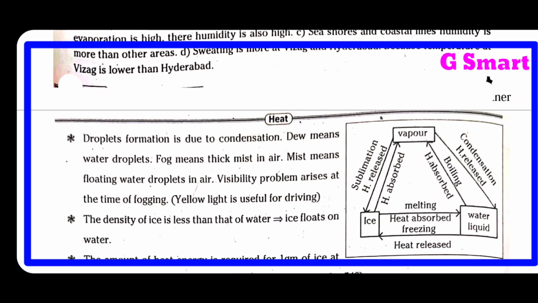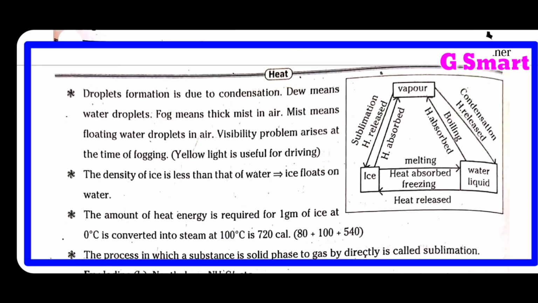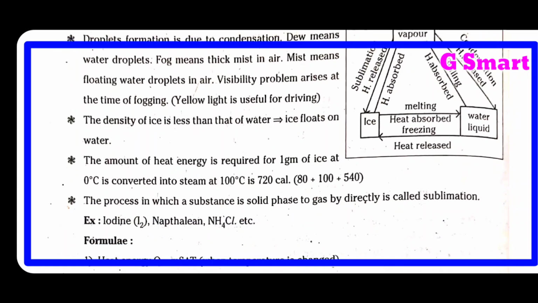Droplet formation is due to condensation. Dew means water droplets. Fog means thick moist air. Mist means floating water droplets in air. Visibility problems arise at the time of fogging. Yellow light is useful for driving.